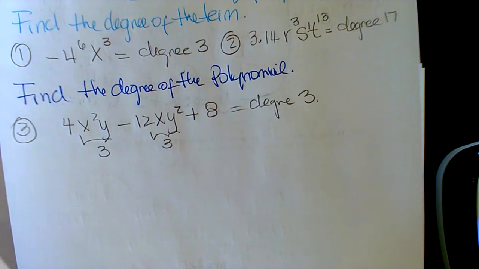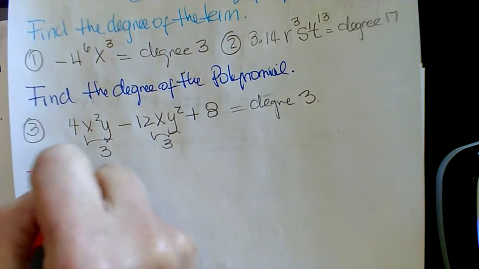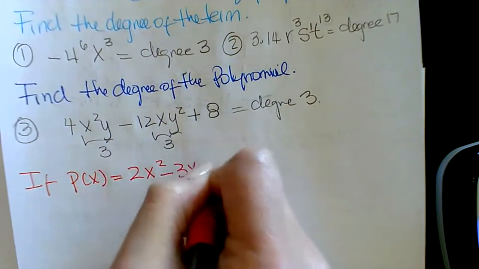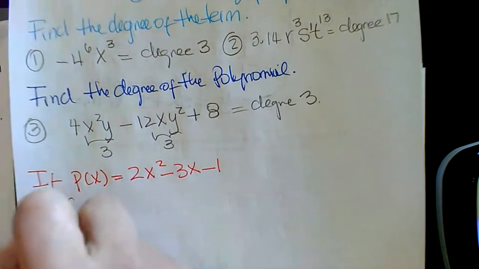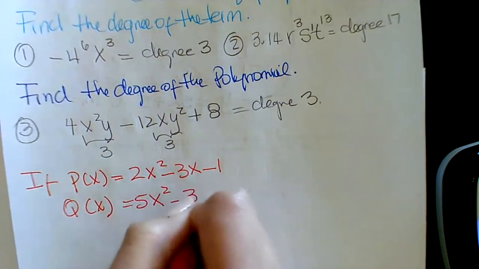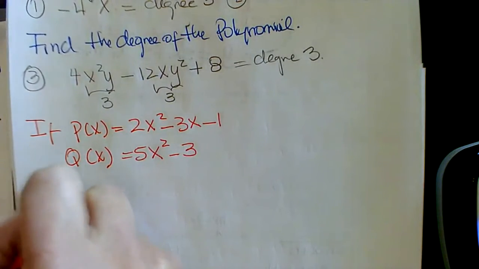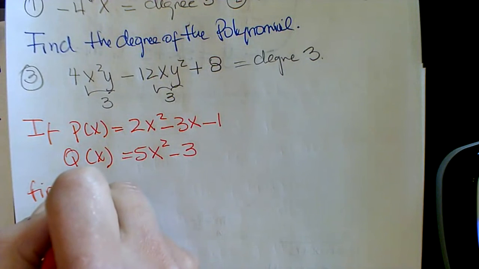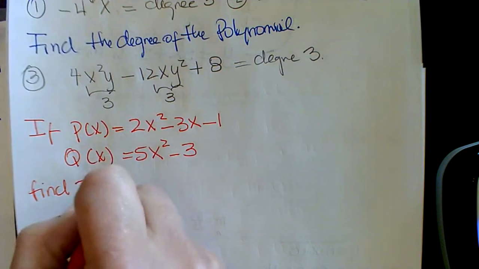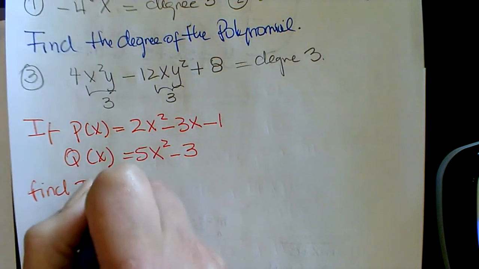Now, they are giving me this equation. P of x is equal to 2x squared minus 3x minus 1. And they're giving me q equals to 5x squared minus 3. And they want me to find, for example, p when x is equal to -2. So what do I need to do? Just replace this by x.